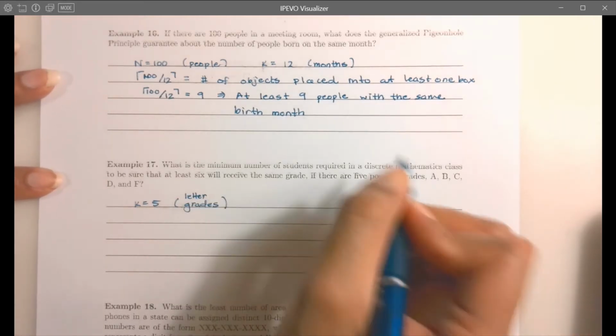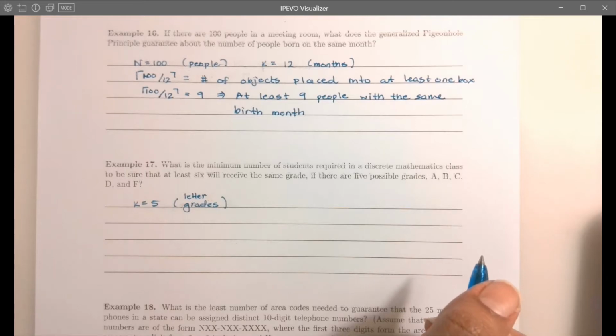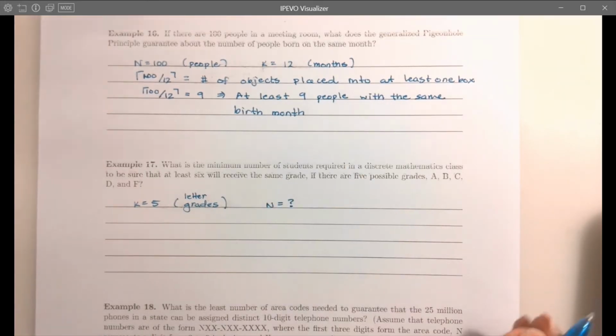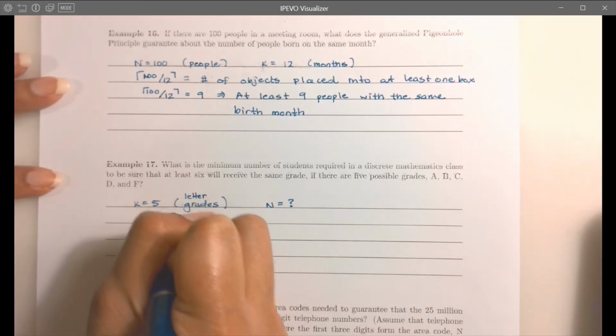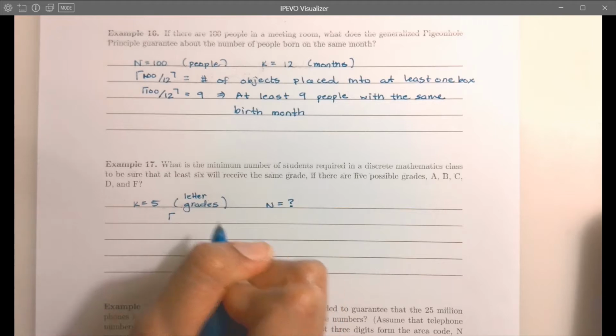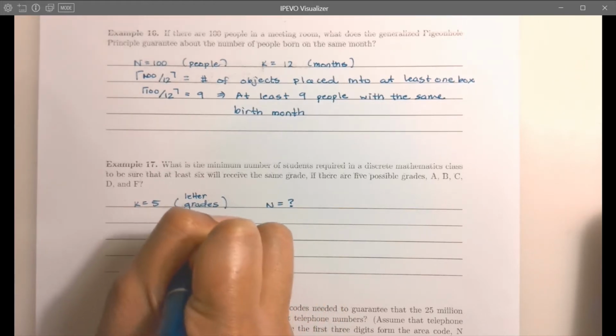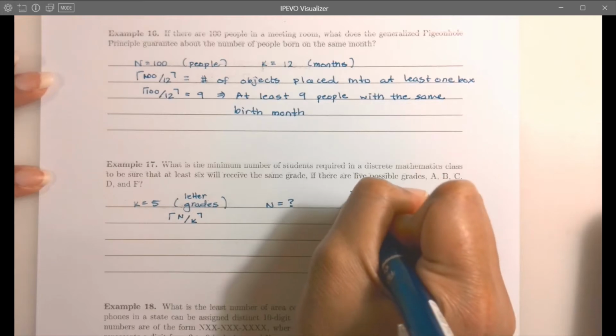As far as how many students we are trying to categorize, we don't know. In fact, that is the goal, to find out how many students need to be in the class. What we are given, though, is that at least 6 have to receive the same grade, meaning at least 6 by pigeonhole principle should be the result of taking the ceiling of n over k.